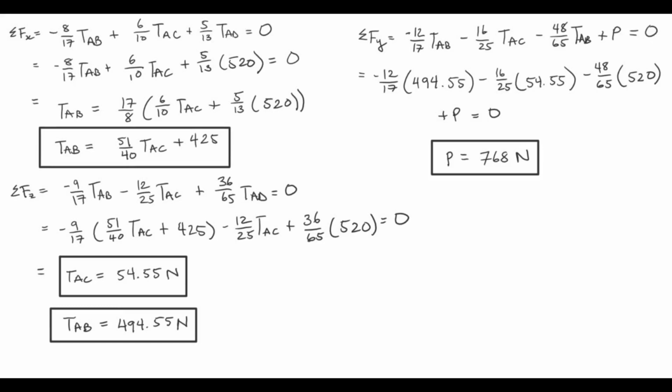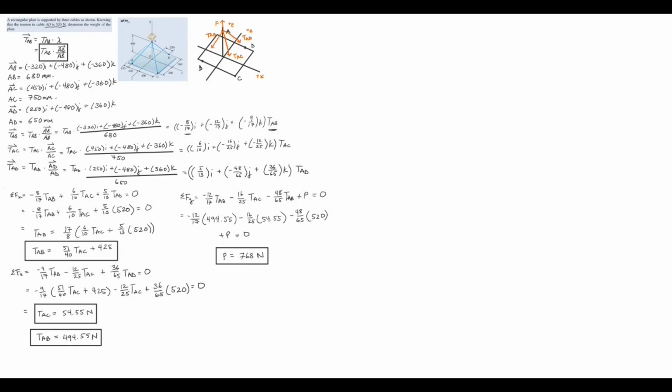P is equal to 768 newtons. And again, the reason why we solve for P is because the vertical force P is equal to the weight of the plate. So I just zoomed out so you guys can see the problem from start to finish.